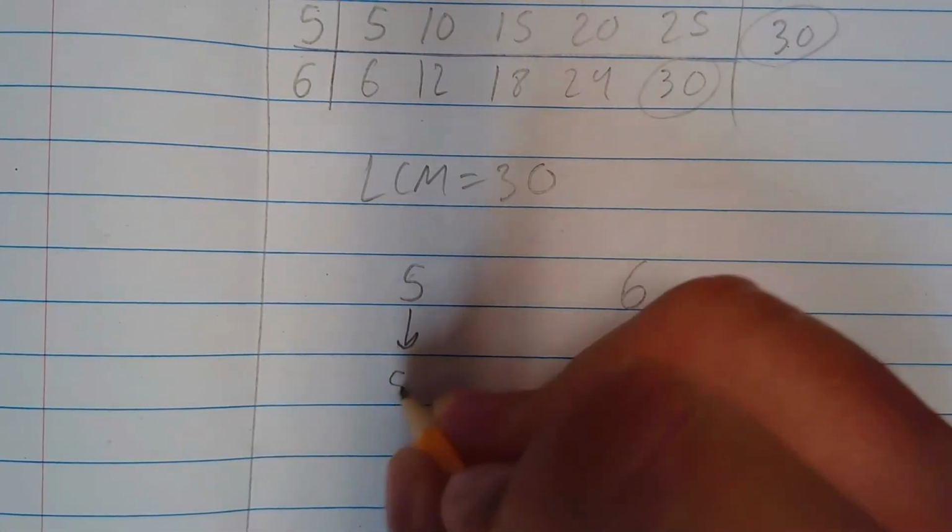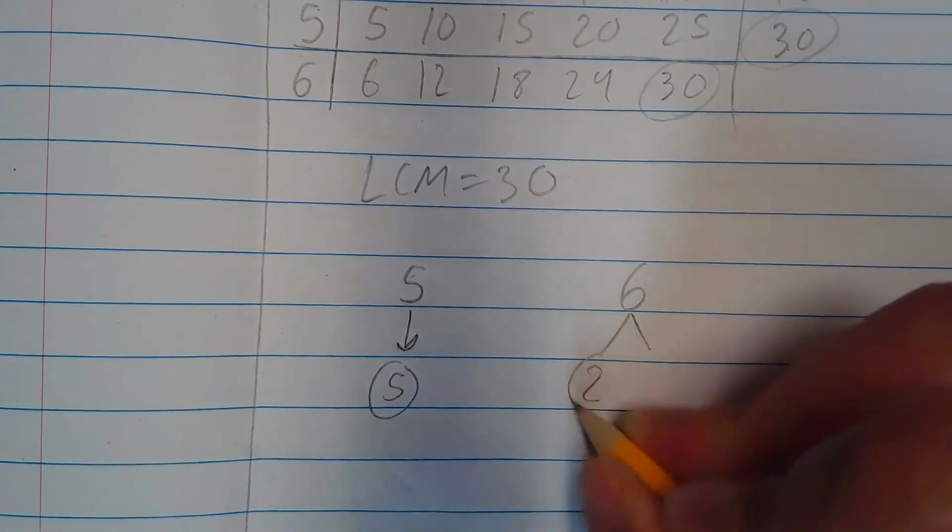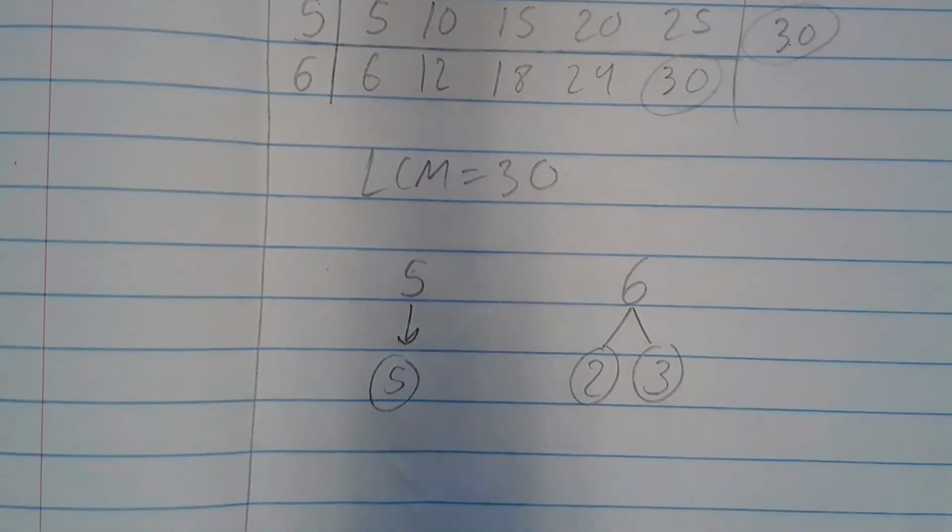If I have 6 groups of 5, what do I have? 30. Oh, okay. 30 is the LCM. LCM equals 30. But what does that mean?